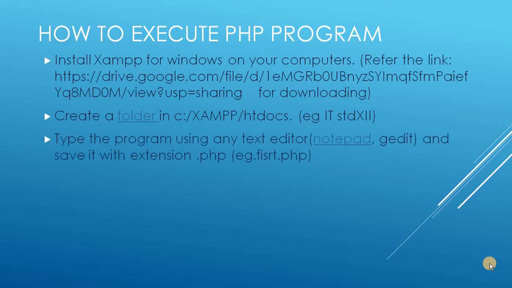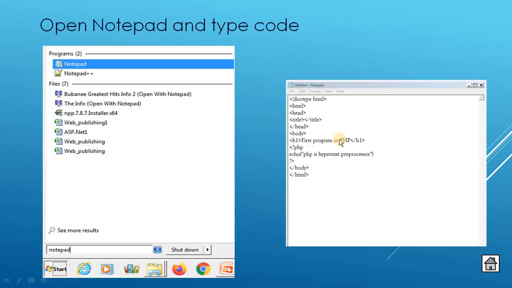After the folder is created, you can type your program using any text editor, Notepad or Gedit. Since we are using Windows, we will use Notepad. And save it with extension .php. The file name is first.php. So let's see how this looks. So here, this is your Notepad. You will open Notepad, type the program. The program we will just discuss in a while.